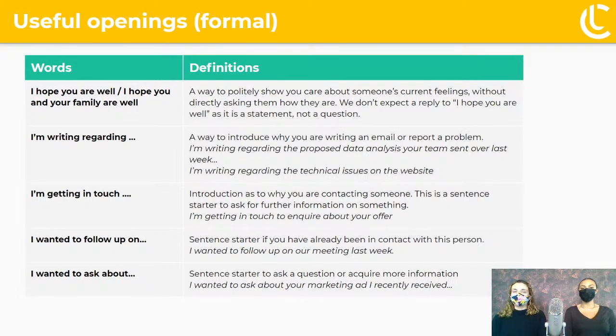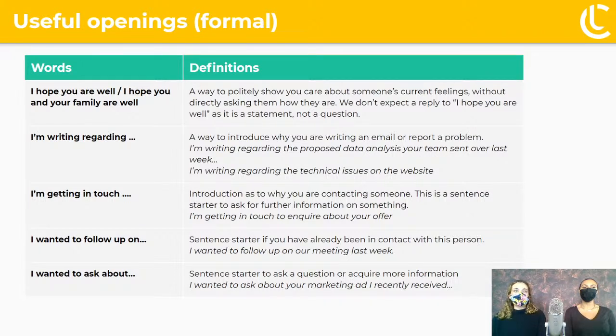In the third row here, we've got "I'm getting in touch," and this is an introduction as to why you're contacting someone. So this is a nice sentence starter to ask for further information on something or about something. So "I'm getting in touch to inquire about your offer," for example.